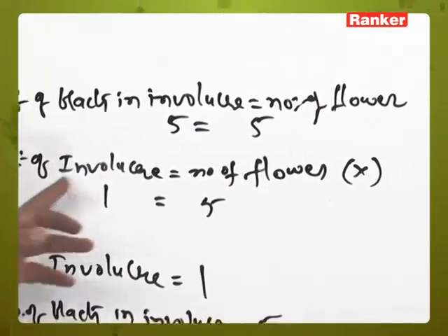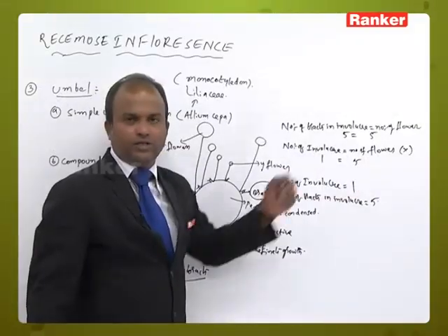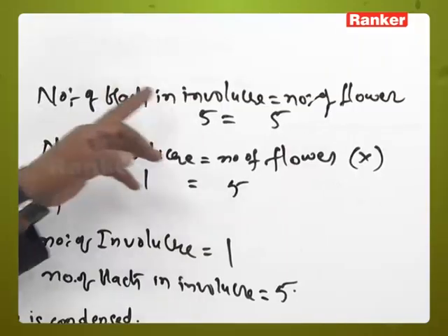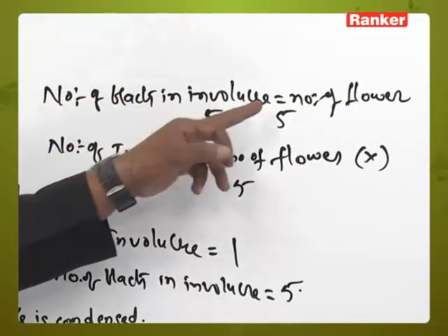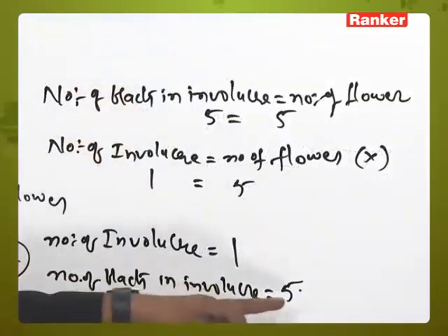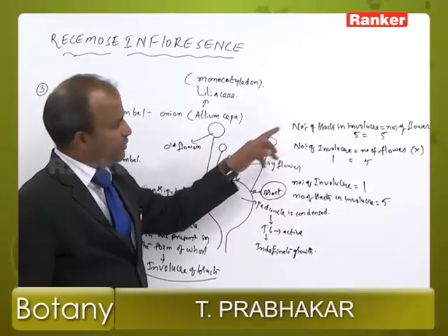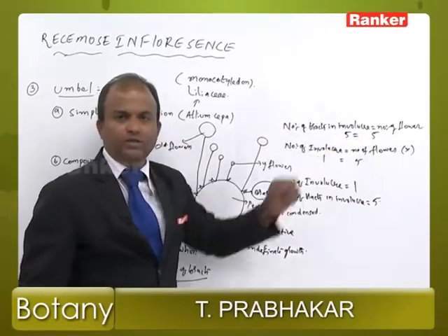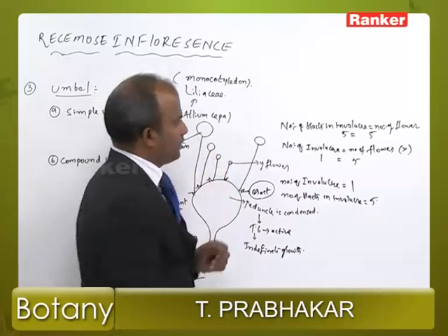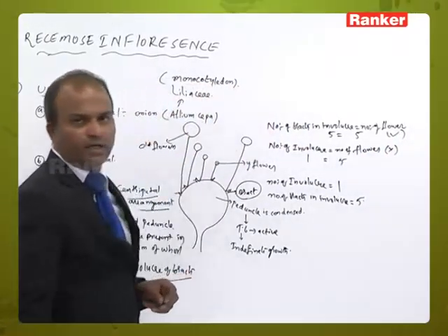Number of involucre equal to number of flowers is one of the wrong options. Why? Because here the number of involucre is 1 and number of flowers is 5. That means it is not correct here. But whereas number of bracts in involucre is equal to number of flowers, yes. Why? Because number of bracts in involucre is equal to 5, and the number of flowers also comes 5. That means it is one of the right options.